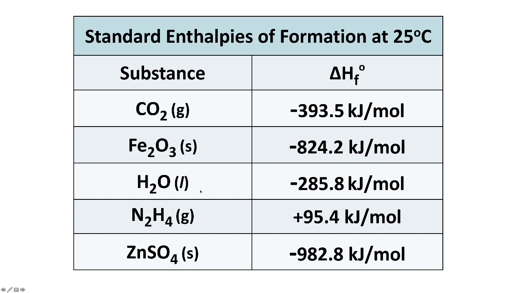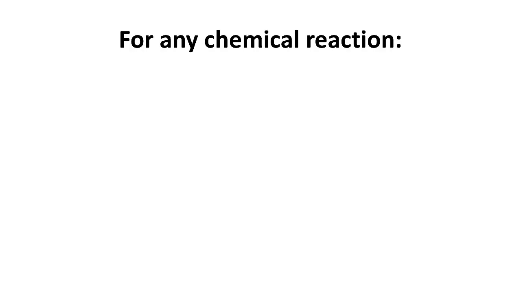Similarly, we have some delta H of formation for some other compounds. For example, hydrazine has a delta H of positive 95.4 kilojoules per mole, and that means when nitrogen and hydrogen in their standard states react to make 1 mole of hydrazine, 95.4 kilojoules of energy are absorbed. Okay, now why are these useful?